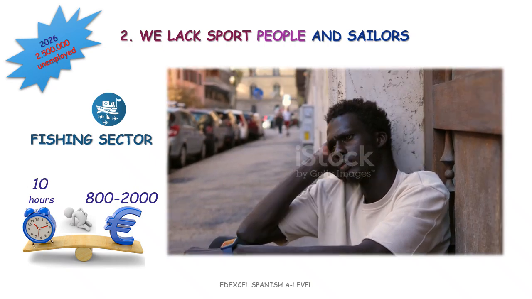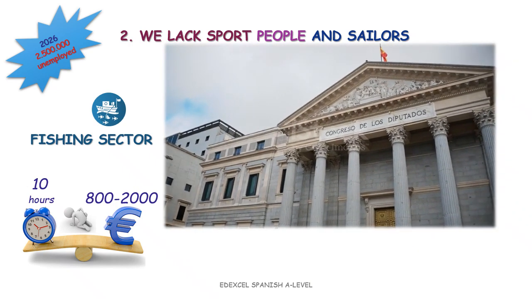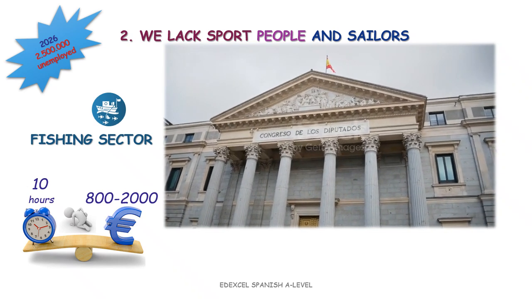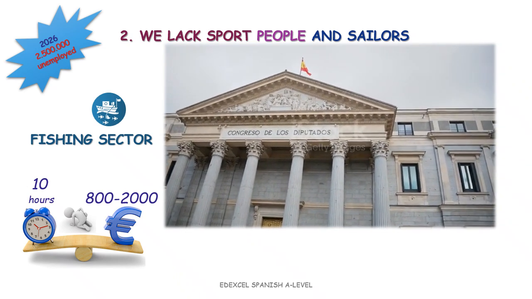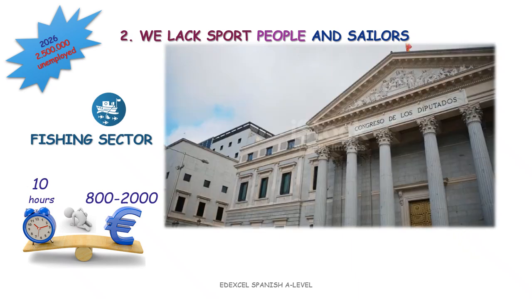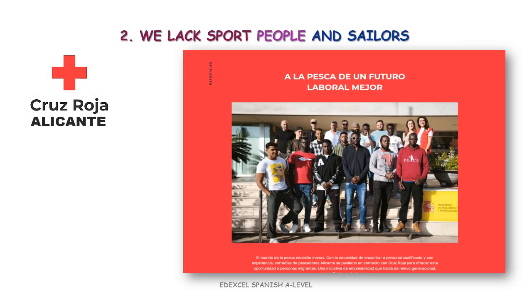So what is the problem? The lack of political will to change legislation in order to make it easier for immigrant workers to access employment in this sector. This is why initiatives such as the Red Cross program in Alicante, Fishing for a Better Working Future, are helping immigrants in 3 key ways.